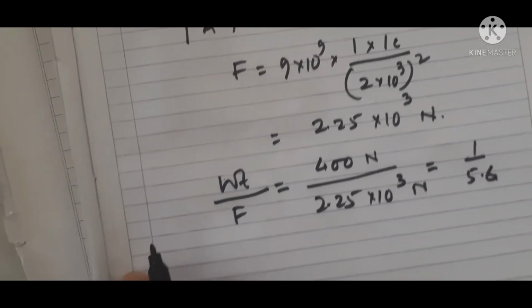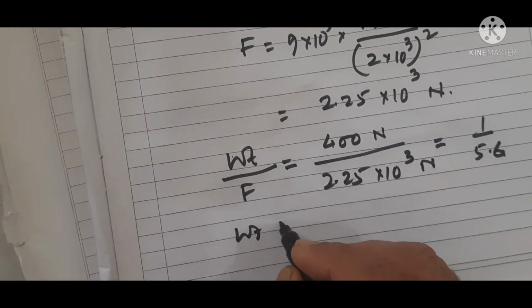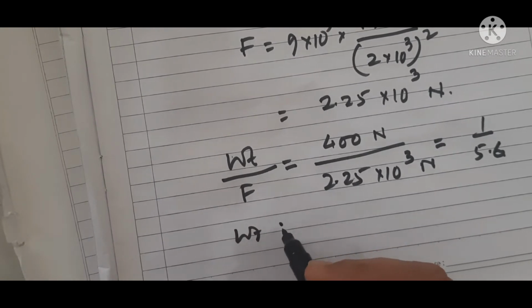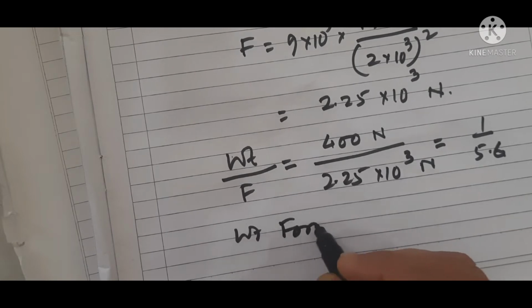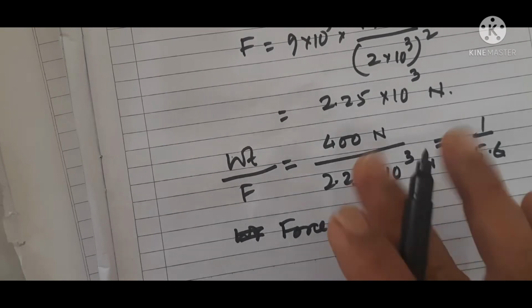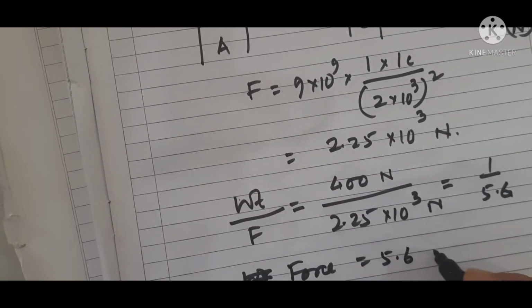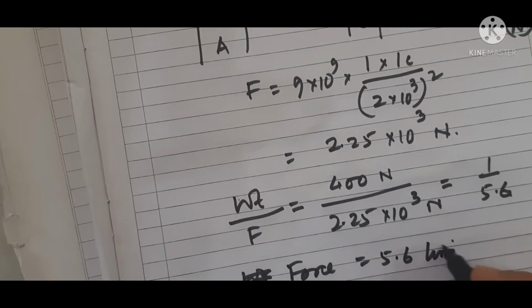1 by 5.6. That means the electrostatic force between these two charges is equal to 5.6 times the weight of the person or the man.